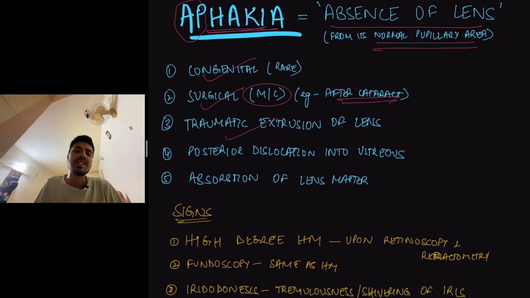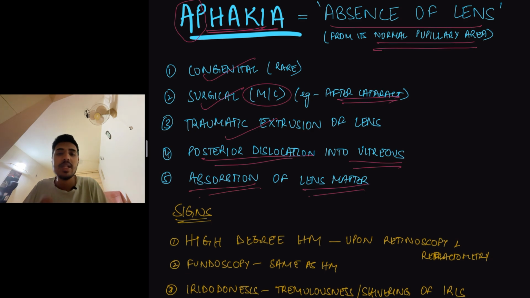So technically it is surgical aphakia. Traumatic extrusion of lens because of any severe trauma like road traffic accidents or any other trauma to the eye. If the lens gets extruded from its position, or if the lens gets posteriorly dislocated into the vitreous humor, the lens gets dislocated backwards into the posterior segment, or because of some other reason, the lens matter itself gets absorbed into the circulation. So these are all some etiological causes: congenital aphakia, surgical aphakia, traumatic extrusion of the lens, posterior dislocation of the lens, and absorption of lens matter.